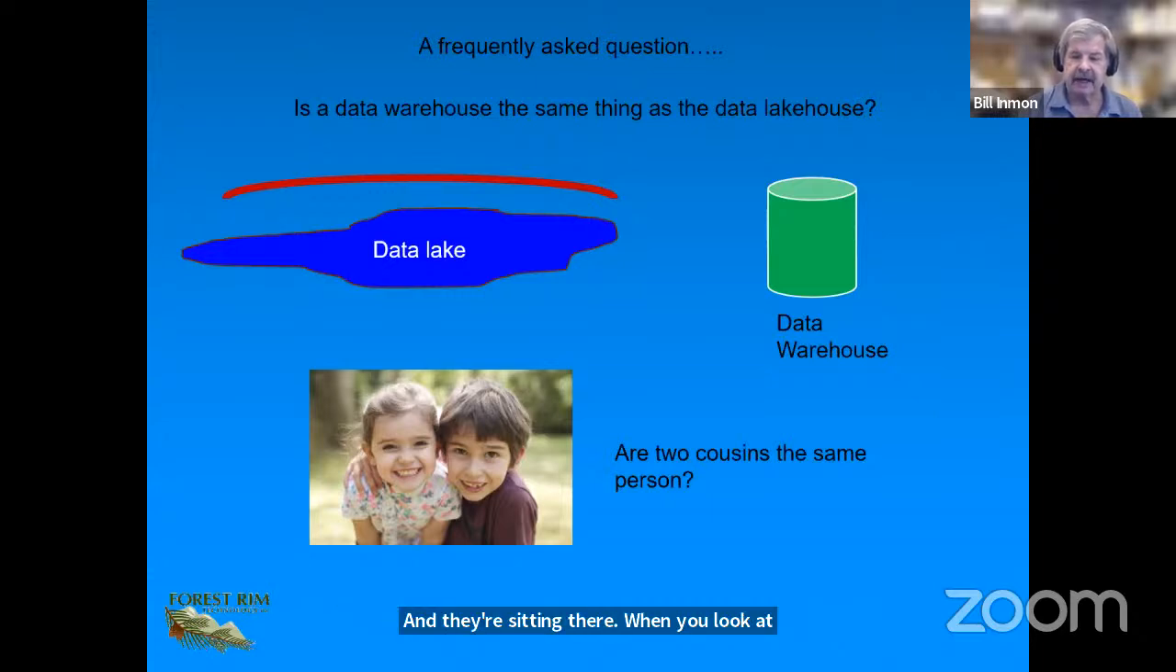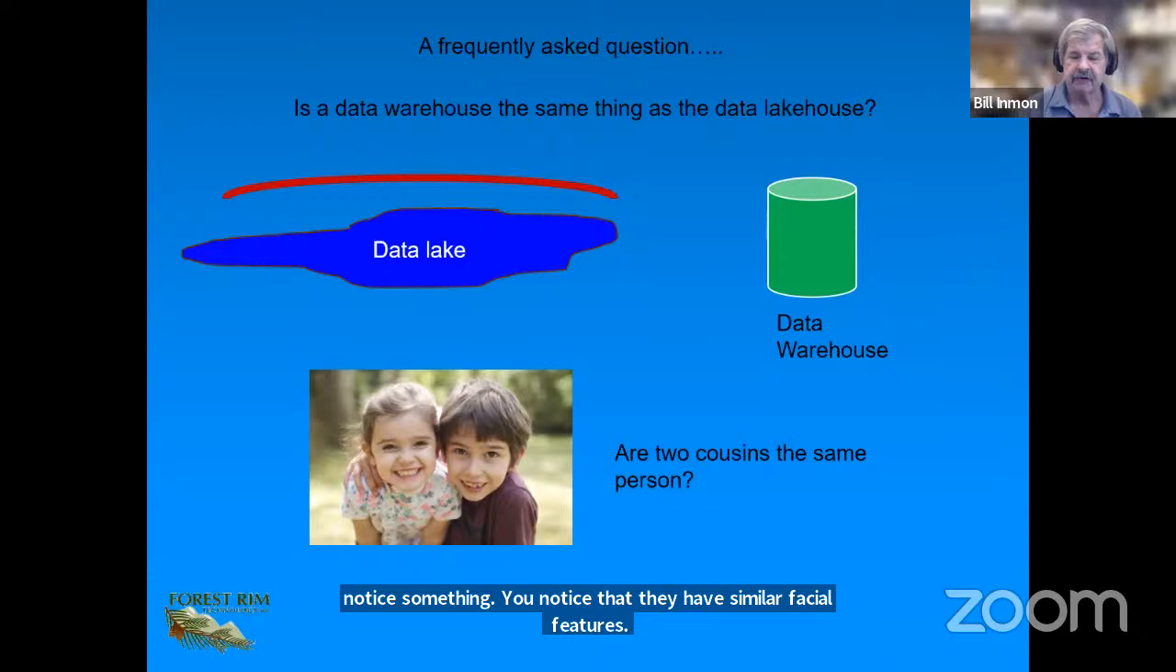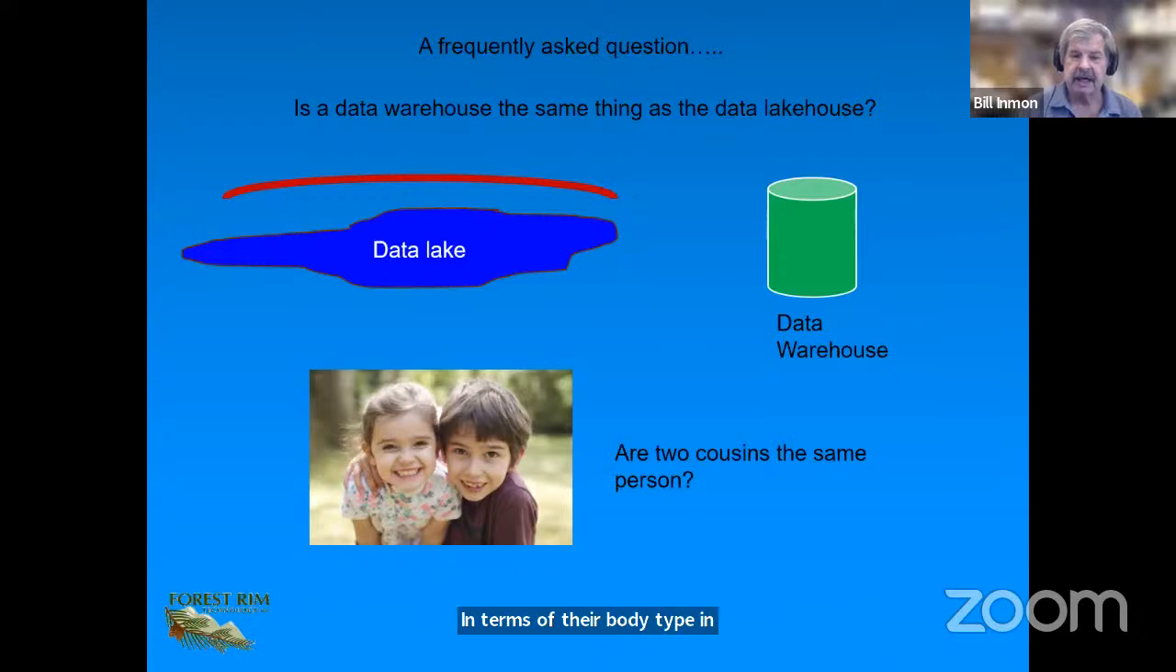You notice that they have similar facial features, in terms of their body type, in terms of their facial features, in terms of the color of the hair. It's very obvious that these two children are related. And yet, if you get into the DNA of the children, you find out that even though they do share some genes, there's a lot of genes they have that are different from each other.